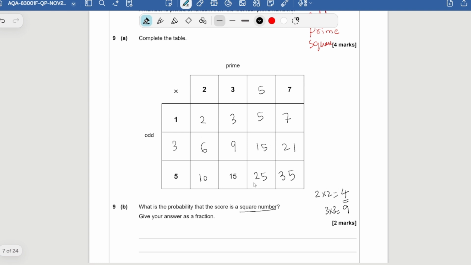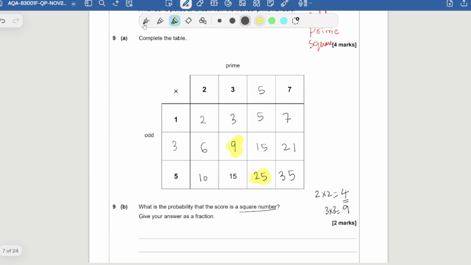So from this table, how many of them are square numbers? We have 9, which is a square number because 3 times 3 gives you 9. And the other square number is 25 here. 5 times 5 gives you 25. So these are the only two square numbers in this table.